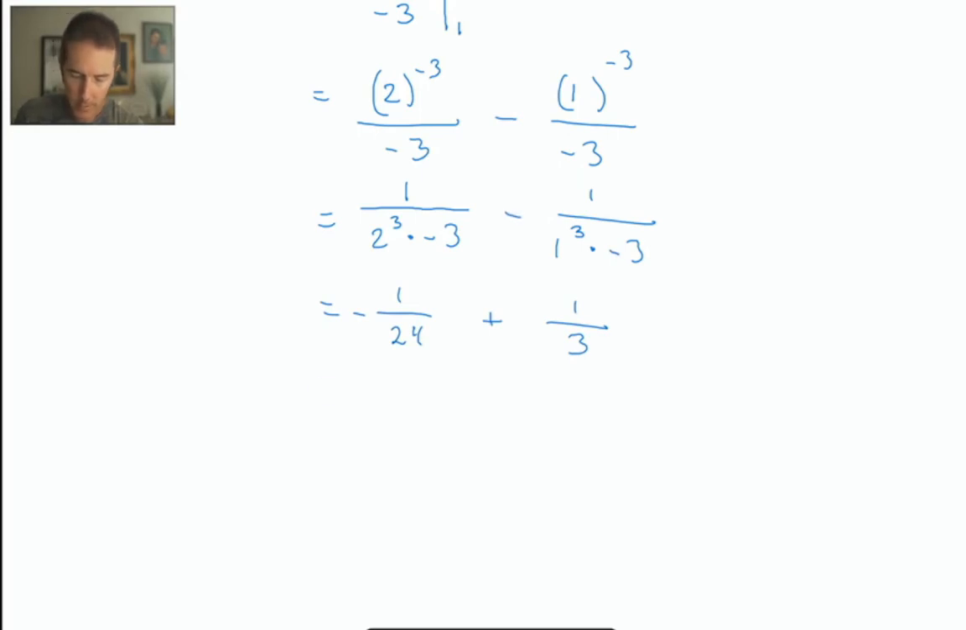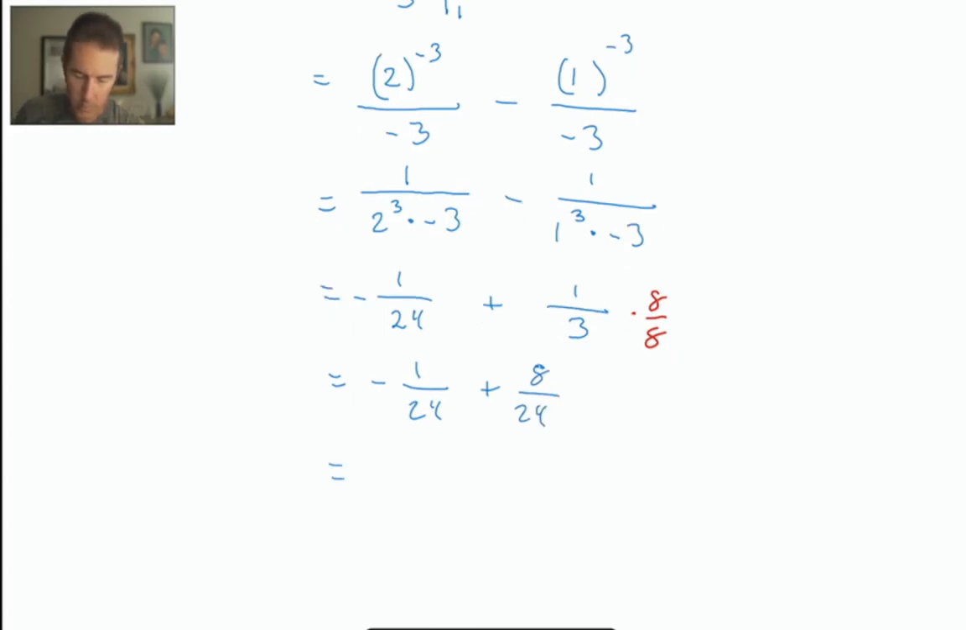Now I need a common denominator. Let's keep the negative 1 over 24. And let's add 1 over 3. I'm going to multiply that by 8 over 8 so that this is now 8 over 24. Adding those numerators together, the negative 1 and the positive 8 makes 7 over 24. That is the area under the curve.